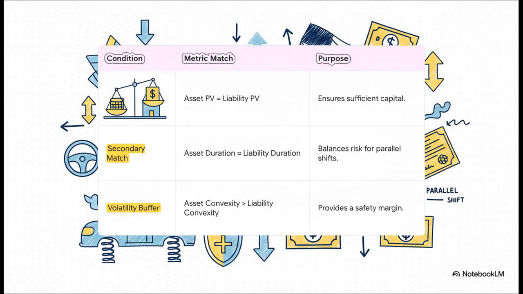And to do this right, institutions follow a kind of immunization checklist. First, pretty obvious, the value of your assets today has to be enough to cover the value of your liabilities today. Check. Second, you've got to match the duration of your assets to the duration of your liabilities. That gets you protected against those simple parallel shifts in rates. But the third rule, this is the real pro move. You have to make sure your assets have more convexity than your liabilities. Why? Because that creates a safety buffer. It's a capital cushion that protects the entire company from those big, nasty, unexpected shocks to the system.